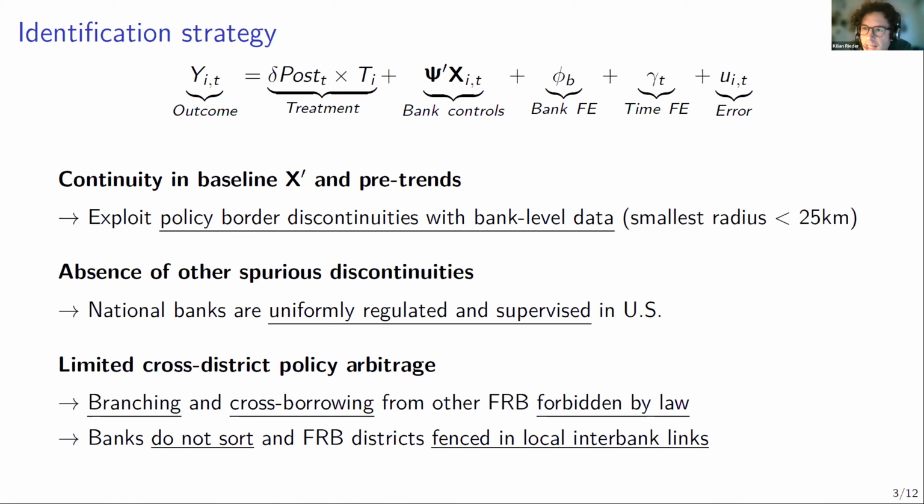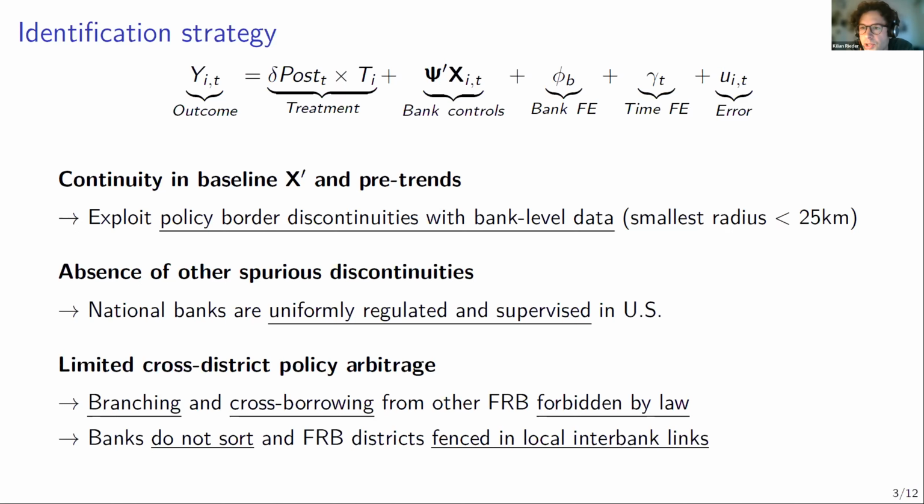What is also nice is that my sample includes exclusively national banks. So these were uniformly regulated and supervised at the time. So there are no other spurious discontinuities across policy borders induced by supervision, for example. And finally, the setting also only allows for very limited cross-border possibilities for policy arbitrage, and that's also helpful. That's because national banks were generally not allowed to branch, and because they were not allowed to cross-borrow from another Federal Reserve bank in another district.